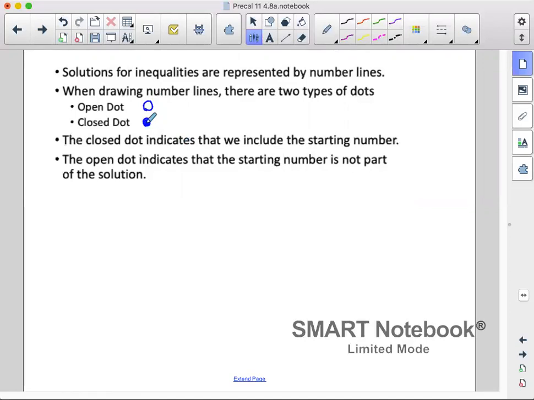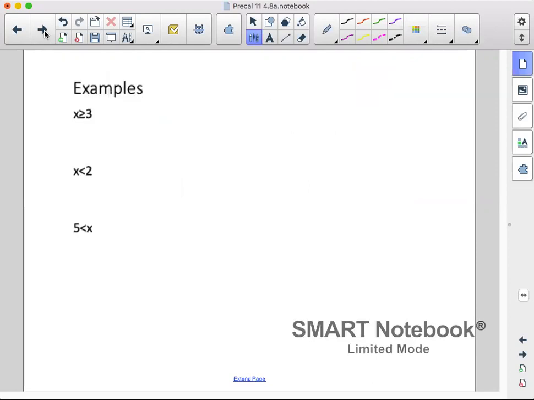The closed dot indicates that we're including the starting number where the dot is. An open dot indicates the starting number is not part of our solution. Our open dot is used when we have less than or greater than. Our closed dot is used when we have an equal to in our sign. So we'll do some examples of number lines.